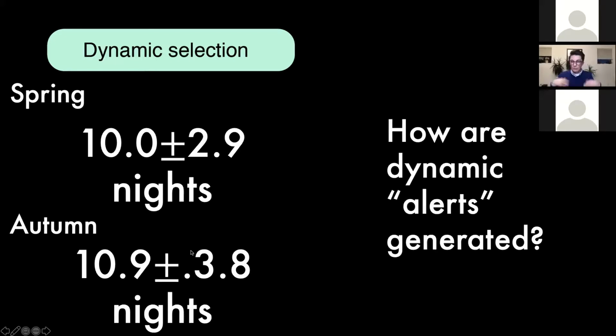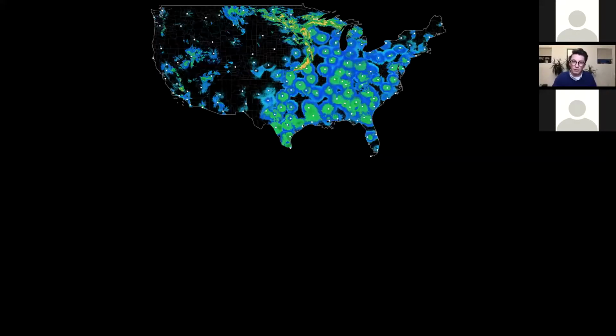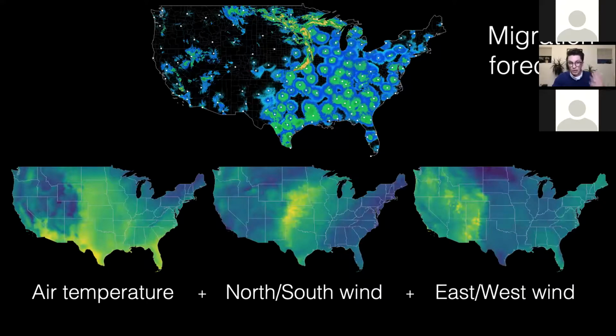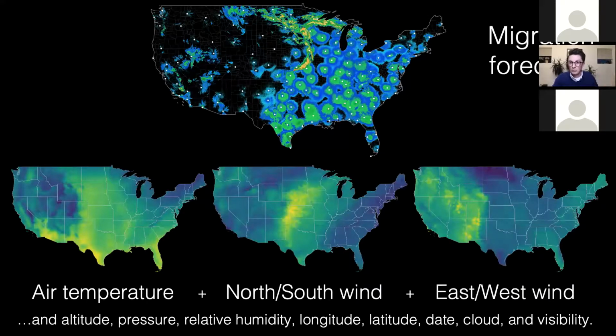So if we wanted to do the optimal thing here, how do we actually create dynamic alerts? What we can do is use radar data. We can use lots of radar data actually, and start to create migration forecasts. So we can link these radar data with predictors of bird migration. So things like air temperature, wind speed, direction, pressure, humidity, longitude, latitude, date, so on and so forth. All of the things that we've learned over the last 50, 60 years of what drives bird migration.